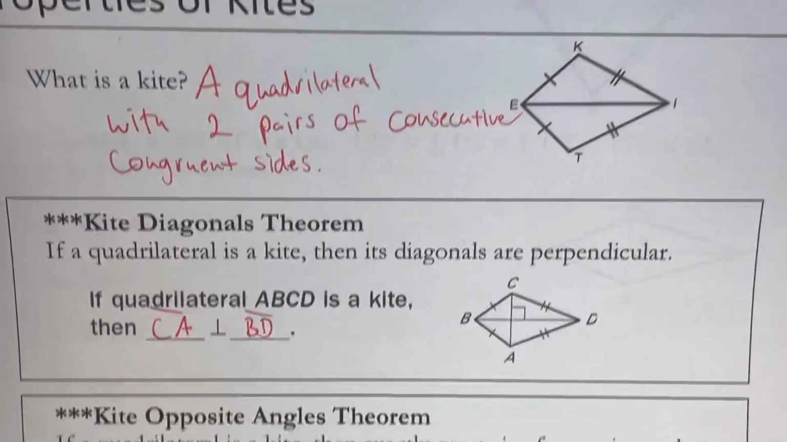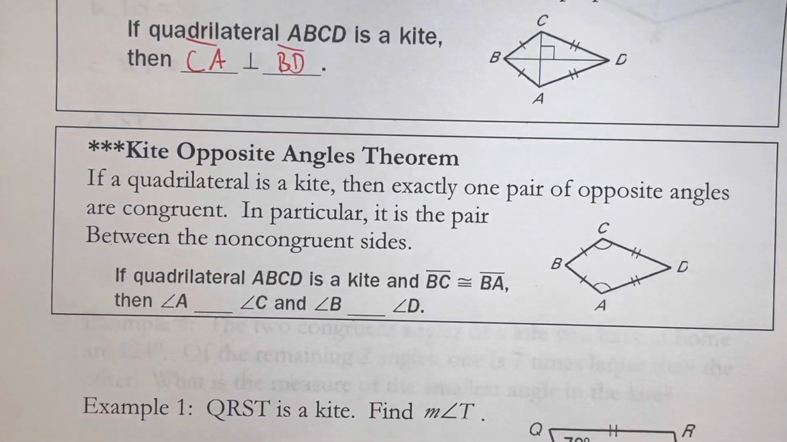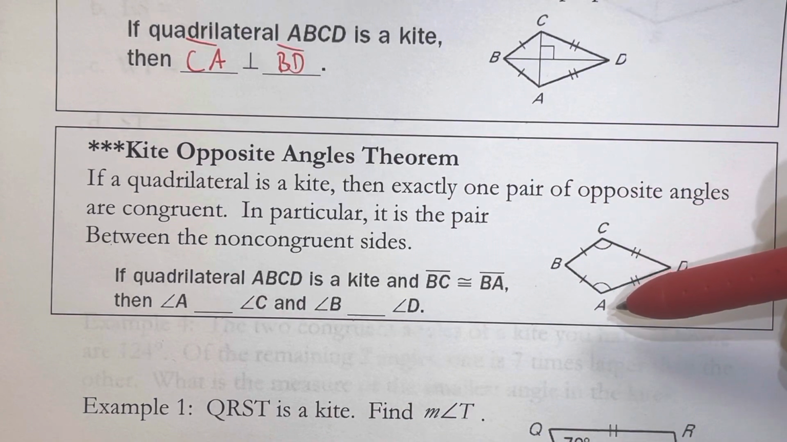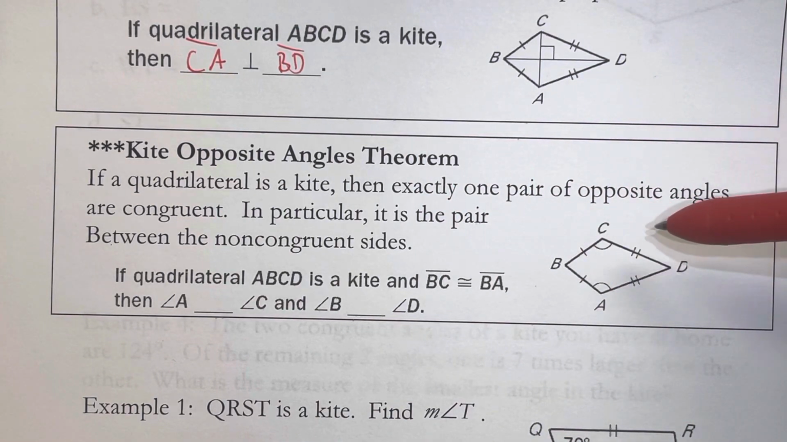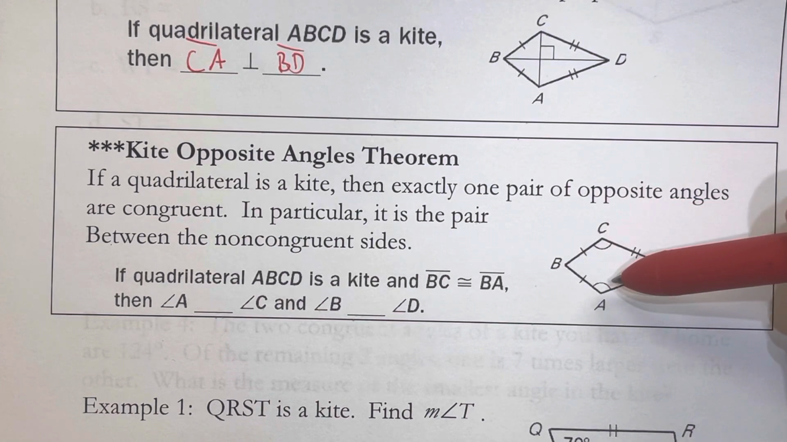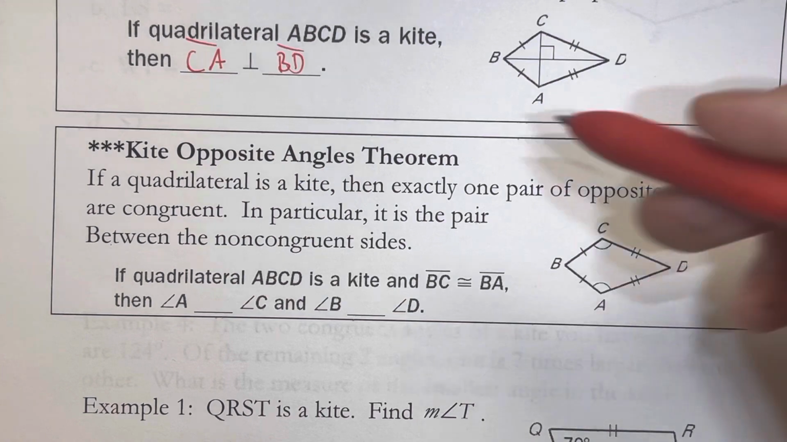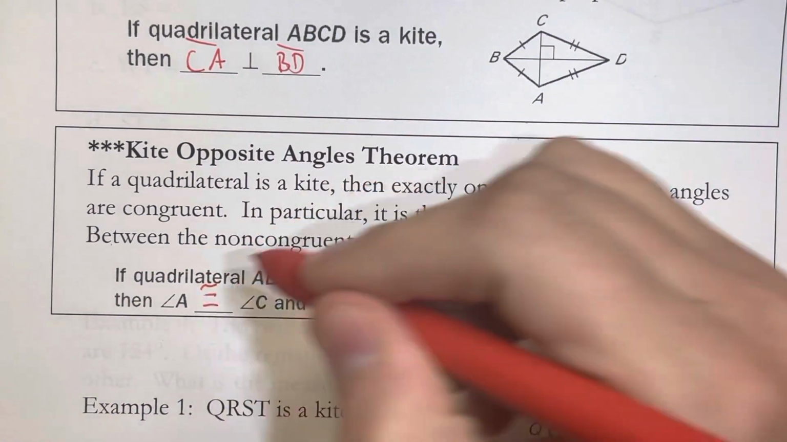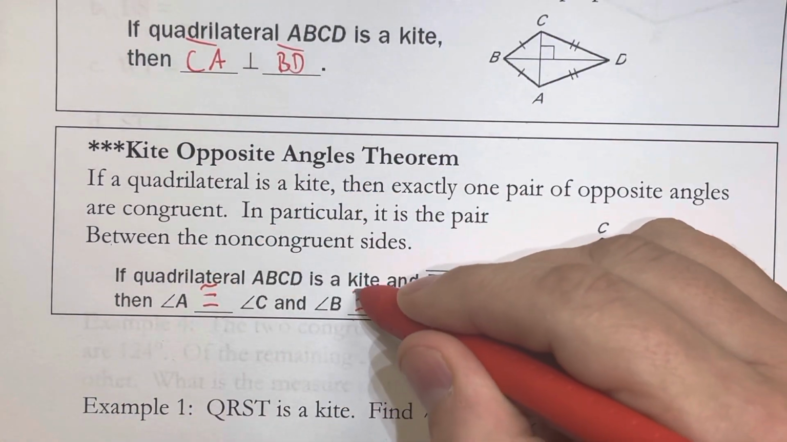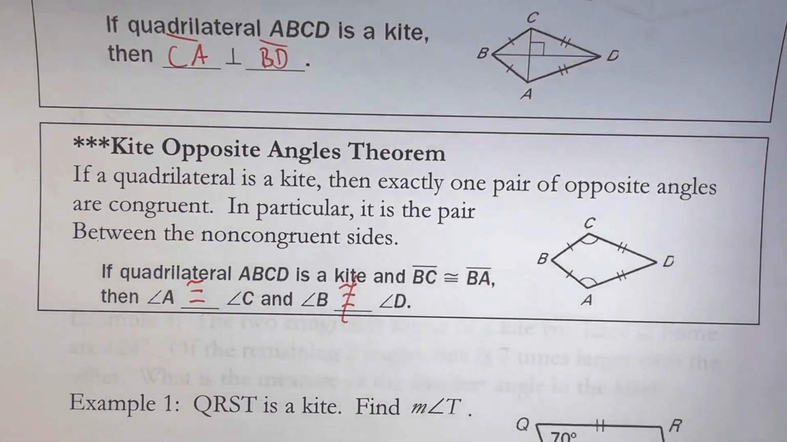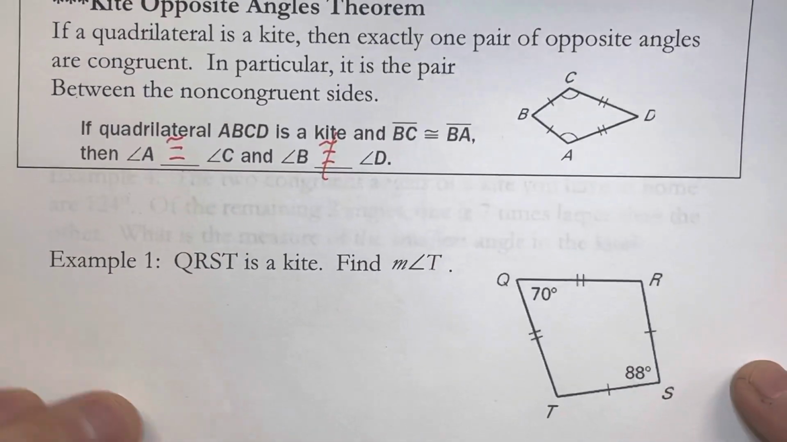Next, if a quadrilateral is a kite, then exactly one pair of the opposite angles is congruent. The other pair is not. Most specifically, the congruent angles fall between the non-congruent sides. So angle A is congruent to angle C, and angle B is not congruent to D. Those are different sizes.